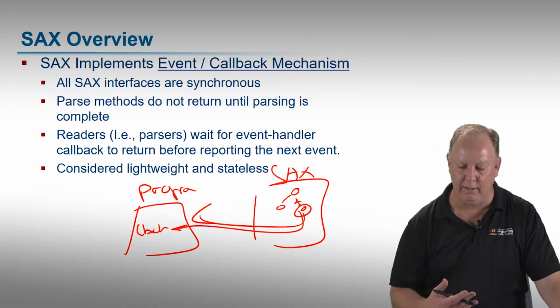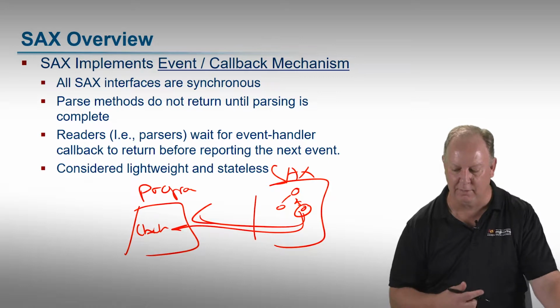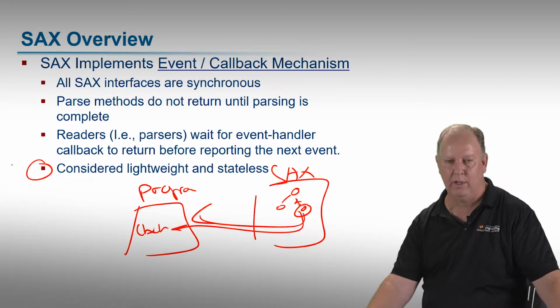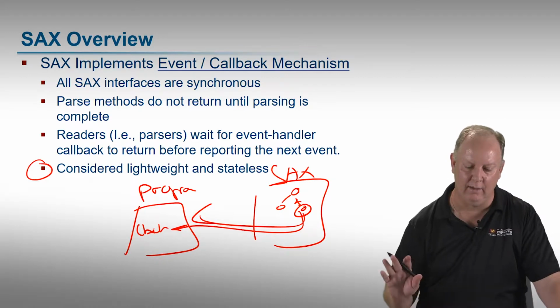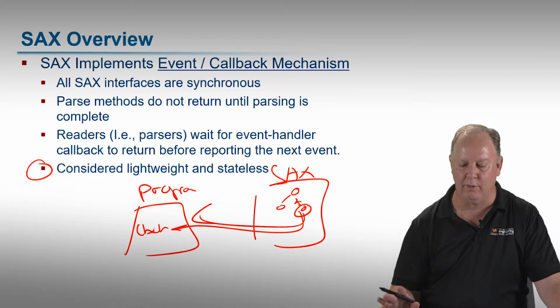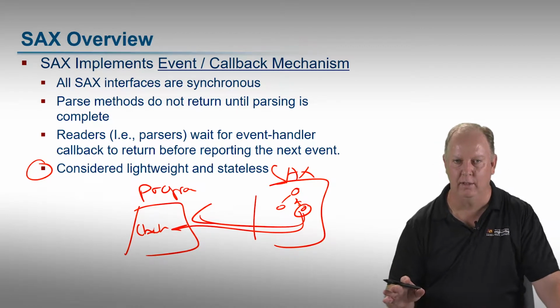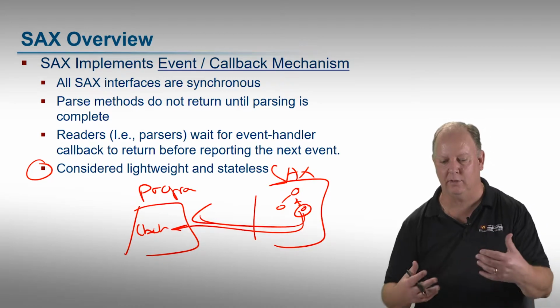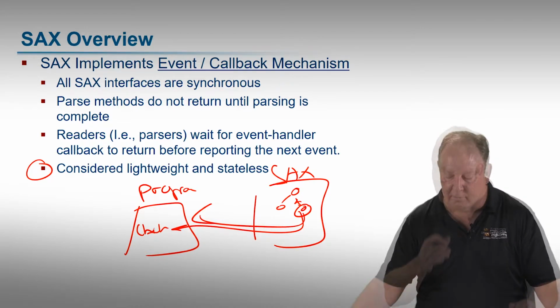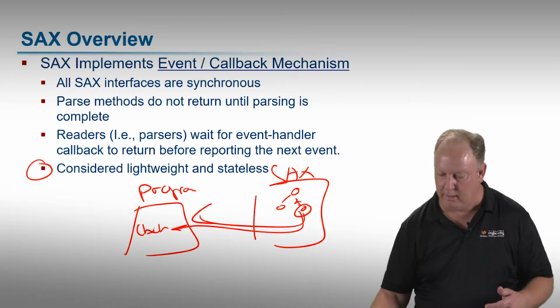Now, what are some of the interesting or useful things about doing that? For one, and the most important one's down here at the bottom, it's considered lightweight and stateless. Lightweight in that it's not required in SAX, some implementations do anyway, but it's not required in SAX that you create a DOM tree, meaning you don't have that overhead of converting to an entire tree structure, shoving it in memory, taking up all the memory resources. Further, it's stateless. So a tree is stateful.